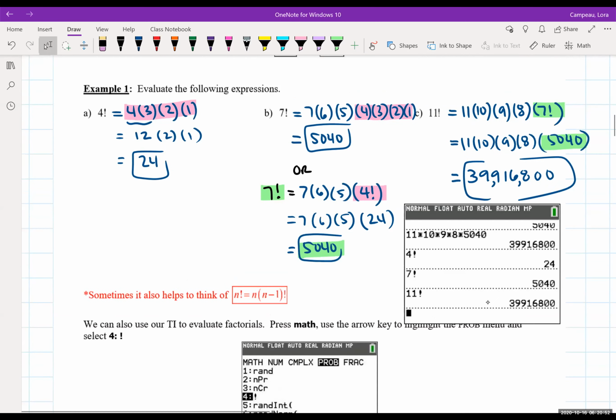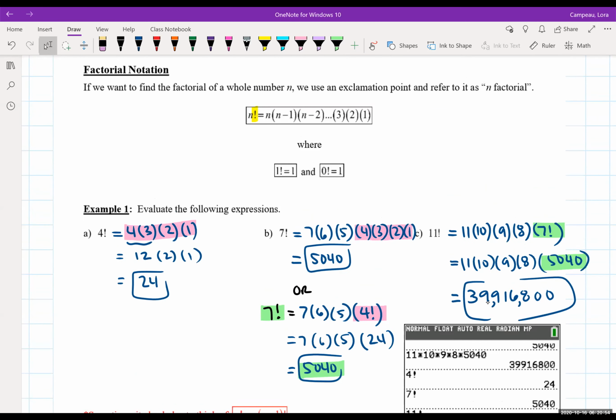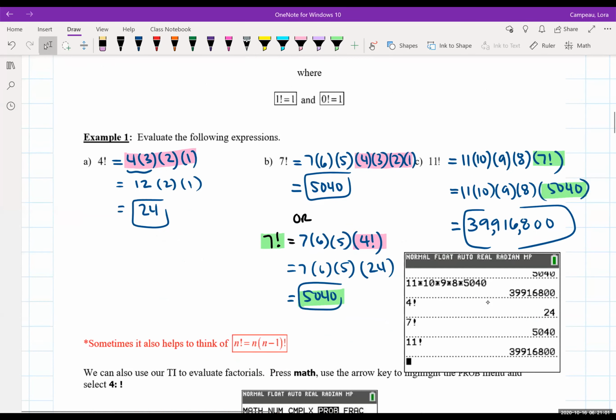I do encourage you again, just remember what it means to be a factorial. We end up seeing this a lot later and we use this more in an algebraic form. But for the purposes of this course, feel free to use either method and you should be fine.